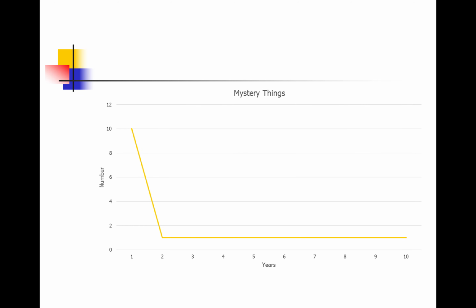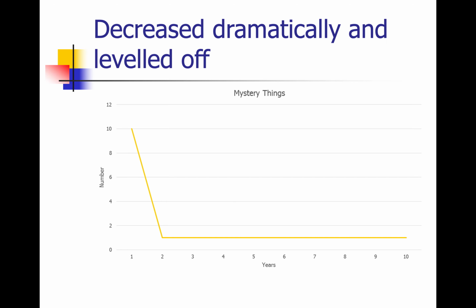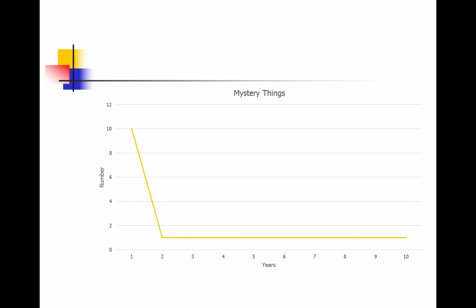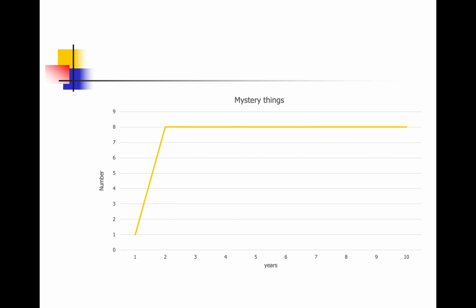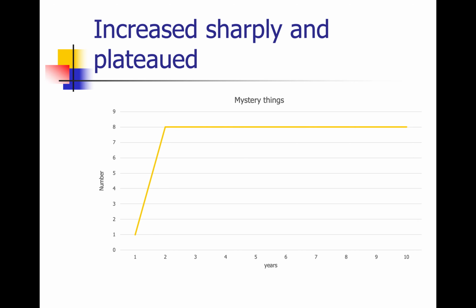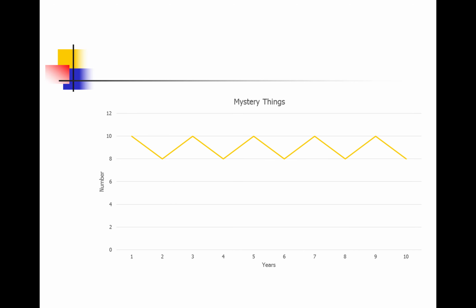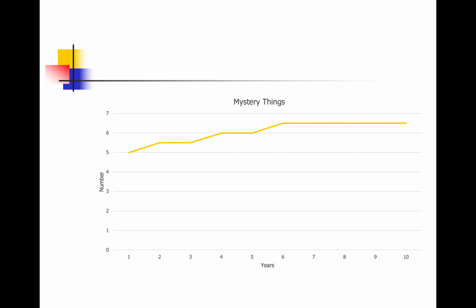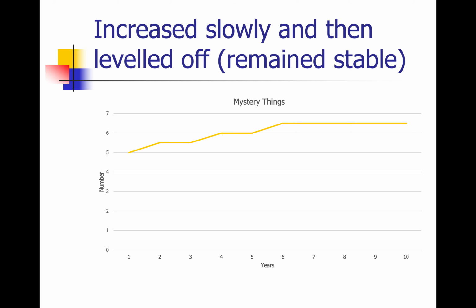How about this one? There's 2 things happening. First what happens, and then what happens? Well, first it decreased dramatically and then leveled off. Or if we go the other way, maybe it increased sharply and plateaued. Or how about these wild changes, up and down and up and down? Starts with an F. Fluctuated. Okay, there's 2 things happening here again. Increased slowly and then leveled off, or remained stable.